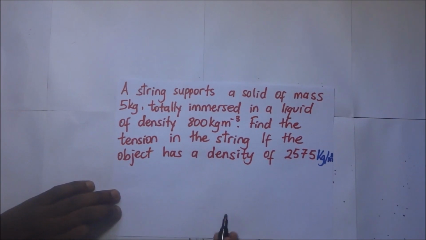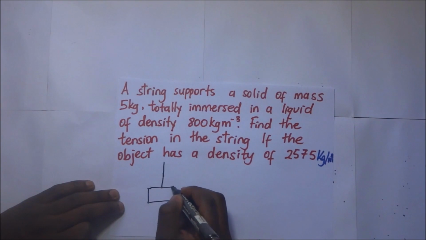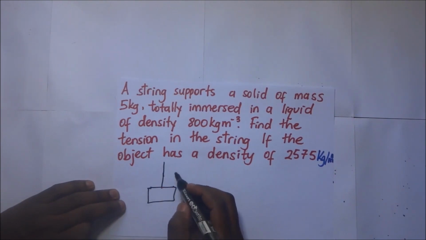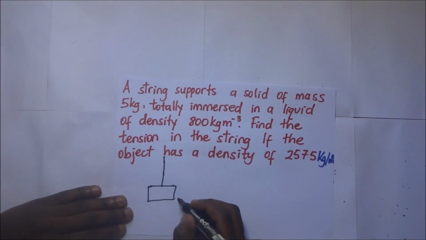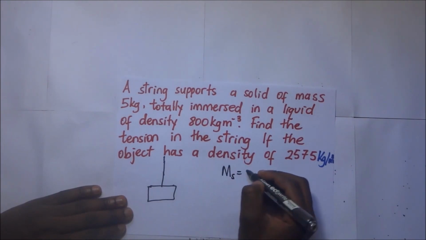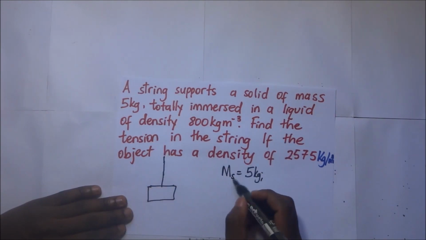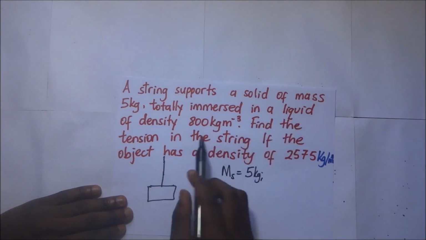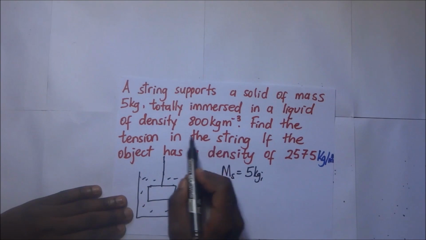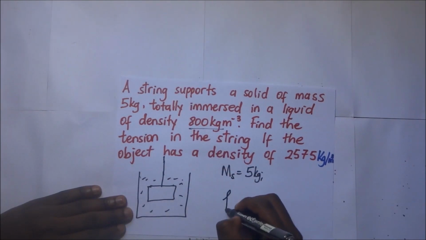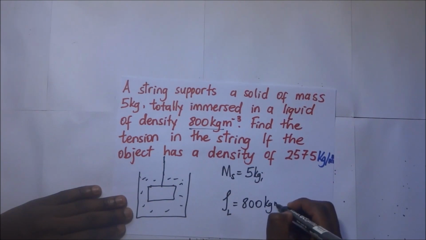Let's summarize it. I like drawing diagrams to get a clear picture of what I'm up against. So this is a string. It is supporting a solid of mass 5 kilograms, so the mass of this solid is 5 kilograms. This thing is immersed in a liquid, and the density of the liquid is 800 kilograms per meter cubed.